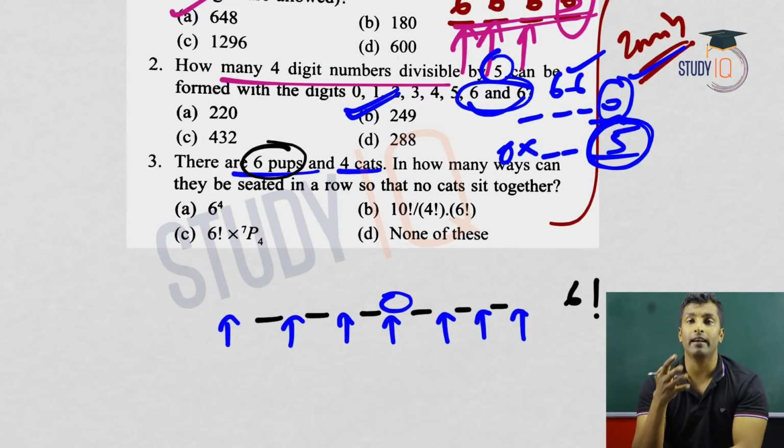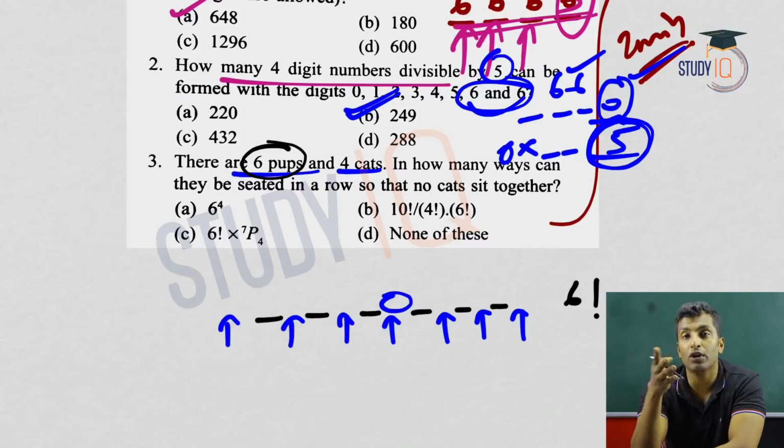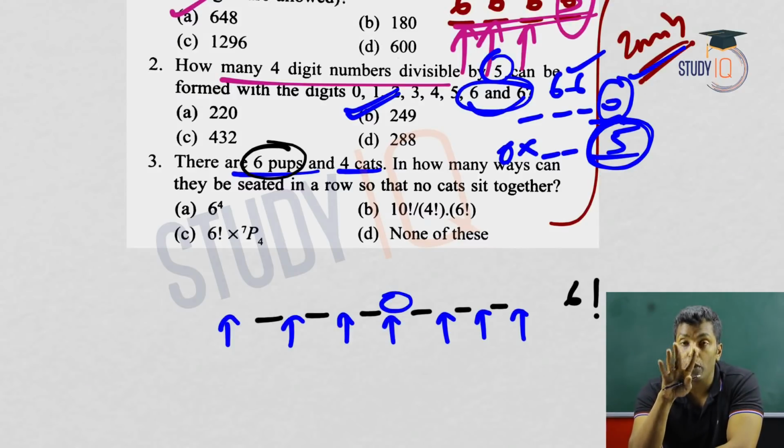So simply speaking, once you got these places, how many places do you have? 1, 2, 3, 4, 5, 6, 7. When you arrange 6 pups, you got 7 places. If you keep your cats in any of the 7 places, the condition is satisfied. You don't have to think too much about it. But I have only 4 cats. If there were 7 cats, then it was fine: 7 places, 7 cats, or 7 factorial. But here, I have only how many cats? 4 cats and 7 places. So how many ways can you do that?